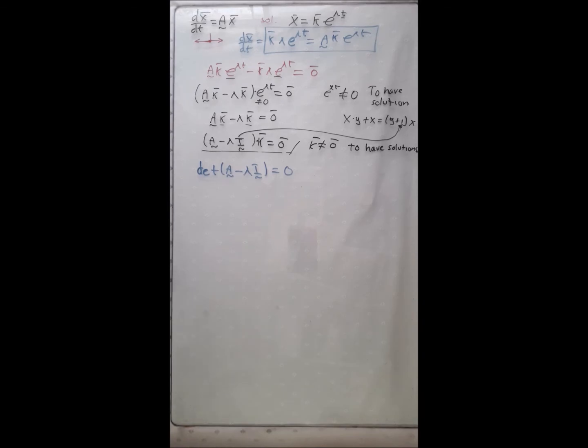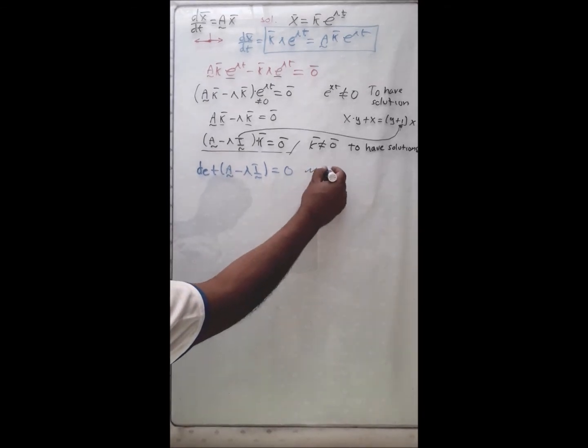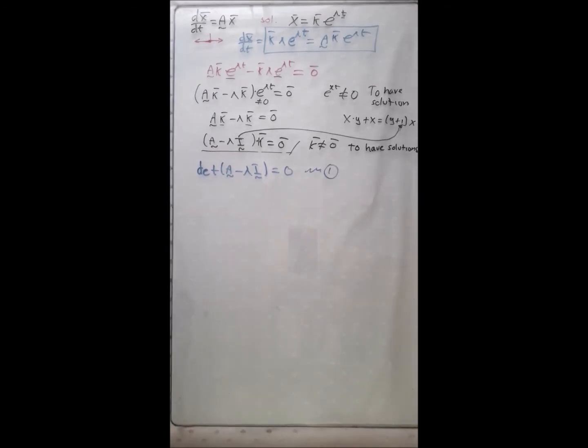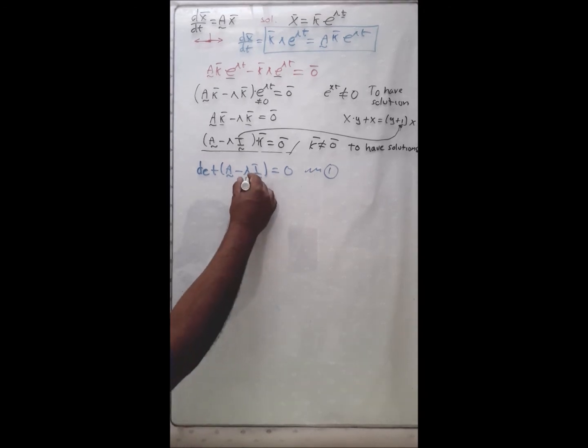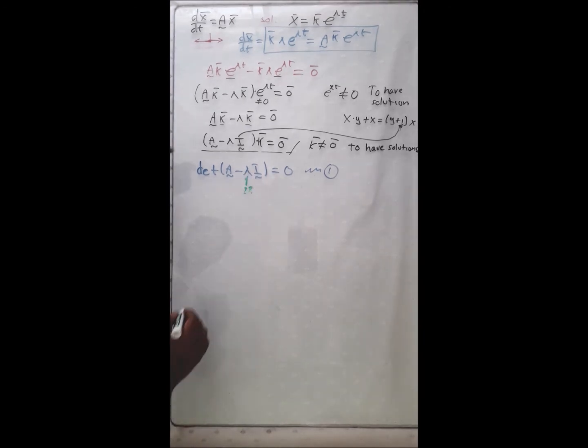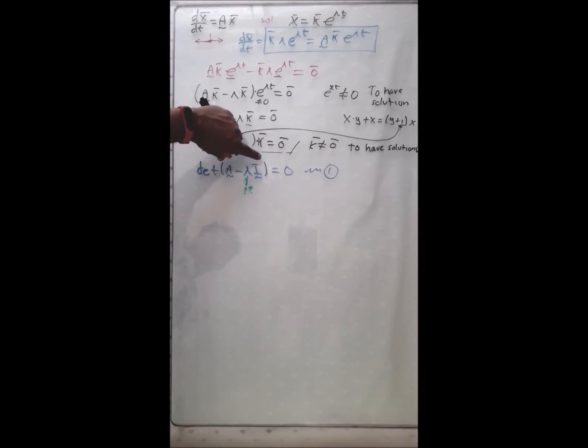Okay, now, this is the first equation that we are going to use. So how many variables do you have in this equation? Well, what you can see here is the only variable is lambda, because the k vector is outside of this equation. We are going to use this equation to find the values of lambda.